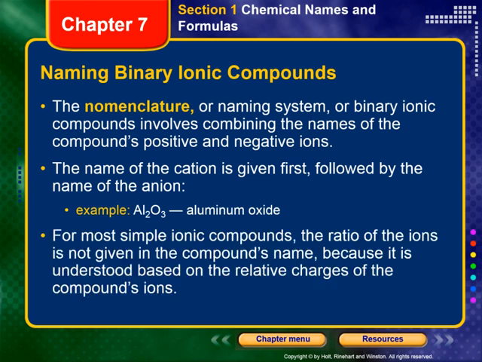The nomenclature, or naming system, for binary ionic compounds involves combining the names of the compound's positive and negative ions. The name of the cation is always given first, followed by the name of the anion. So, for Al2O3, we call that aluminum oxide. For most simple ionic compounds, the ratio of the ions is not given in the compound's name because it is understood based on the relative charges of the compound's ions.